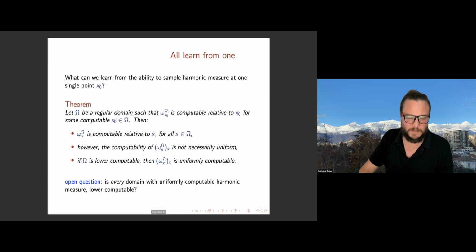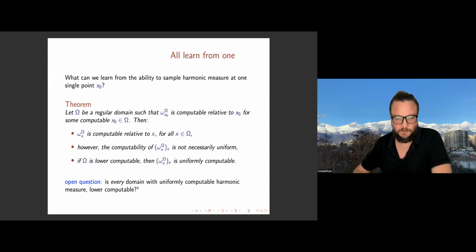And so there is a natural question that we cannot answer, which is whether every domain with a uniformly computable harmonic measure is actually lower computable. So we don't know of any example that says that this thing cannot happen. I mean, that we do not have the converse implication. Okay. So at the end, as I said, I will give ideas of all these things.